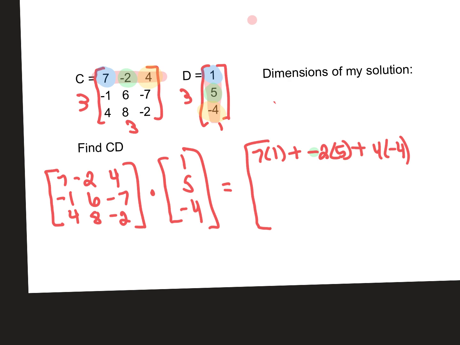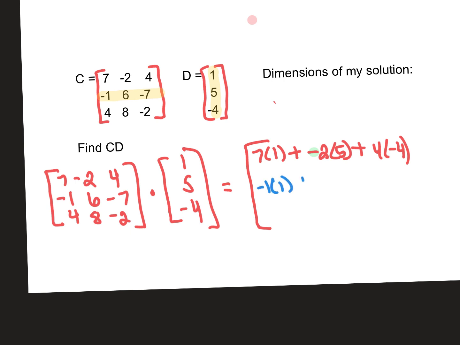Then the next thing we are going to do is take row 2 times column 1. It's just going to be the same thing. The first in the row is going to be times the top, the middle times the middle, and the last times the bottom. So we're going to do the exact same thing that we just did, except now we're going to do it with row 2. So we're going to have -1 times 1, plus 6 times 5, plus -7 times -4.